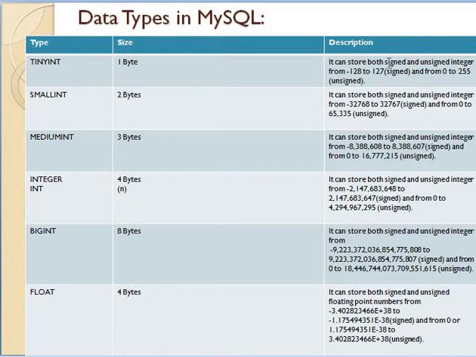So what do we mean by signed integer values? Signed integer values can comprise positive as well as negative numbers, but unsigned integer values can comprise only positive integer values.